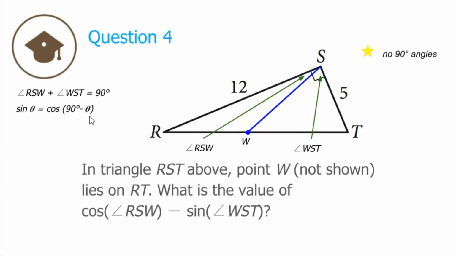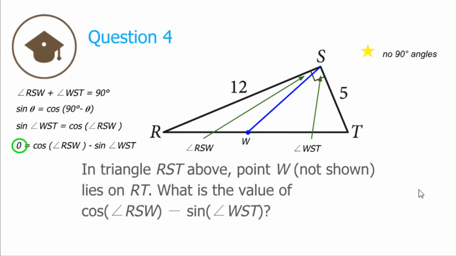Now, if we didn't think about this, this is probably not going to be a question we get right. So this is an example of a question on a slightly more difficult concept. If we do think of this, then we notice that if the sine of theta is equal to the cosine of the complementary angle, the sine of WST is going to be equal to the cosine of RSW, because these two are complementary angles. What does that mean to us? Well, if we subtract the sine of WST over, we get the cosine of RSW minus the sine of WST equals 0. And that's our answer.